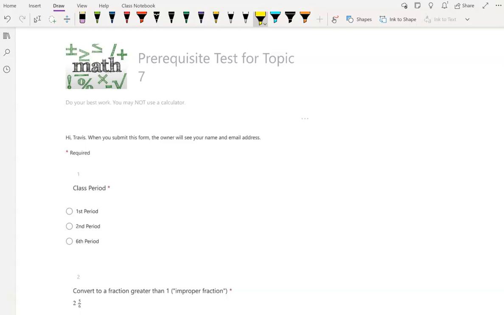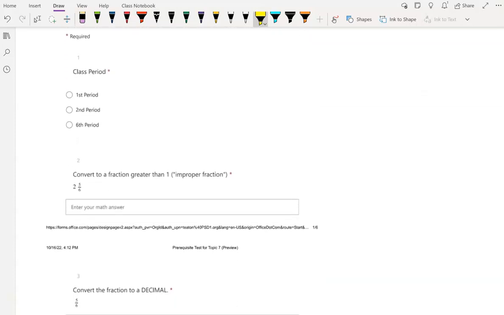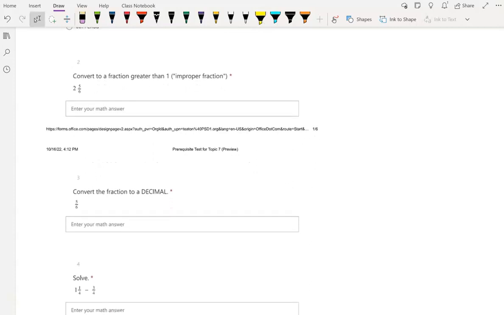And after giving the prerequisite test, it was kind of obvious that not all of us have those skills. And so we're going to real quick take a look at all the things that you were asked to do on the topic 7 prerequisite test, besides tell me what class you were in. The first one we're going to look at is right here.